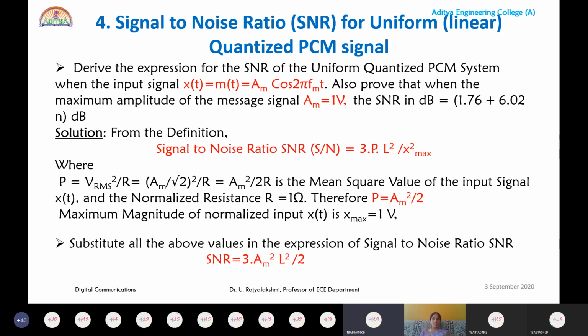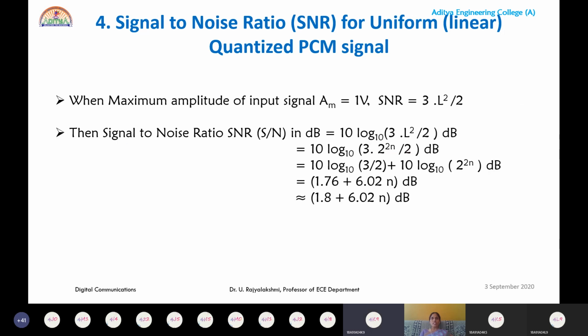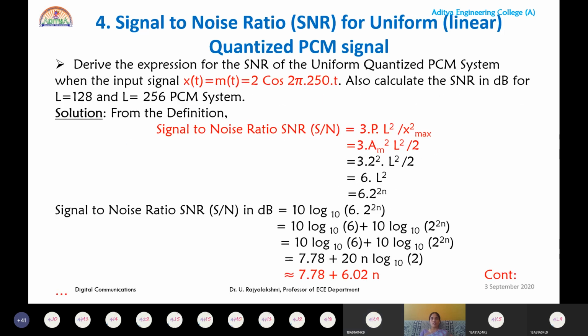Okay, so like this, SNR will be 3 Am square L square divided by 2 for this type of x of t. In general you will get this type of problem in the examination, where the signal power will be directly Am square by 2R, and upon substituting R as 1 ohm and x max as 1 volt, you will get SNR as 3 Am square L square by 2. So this type of problems you will get in the examination. Okay, thank you very much. K9, thank you.